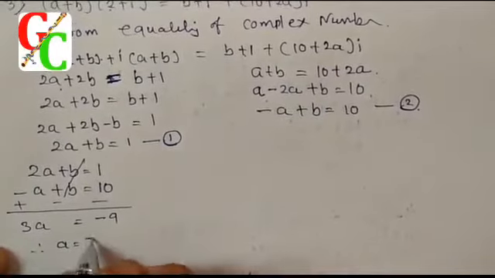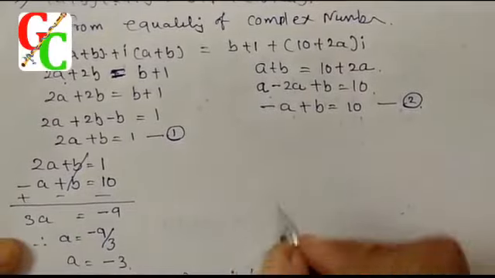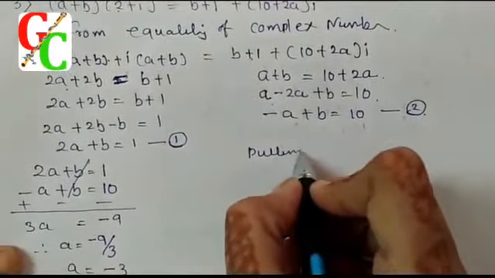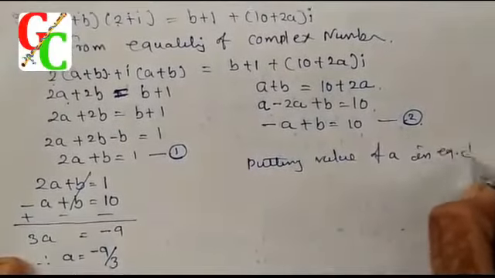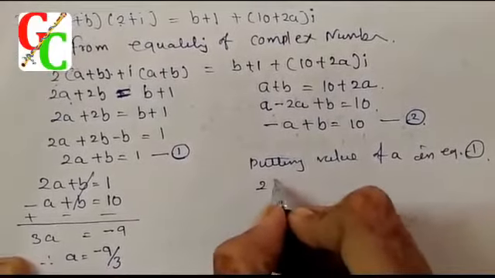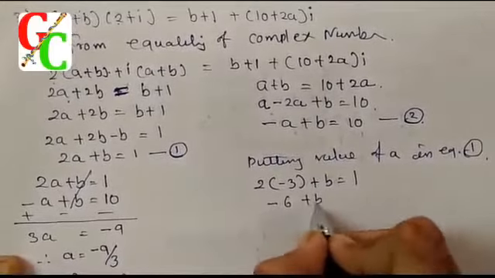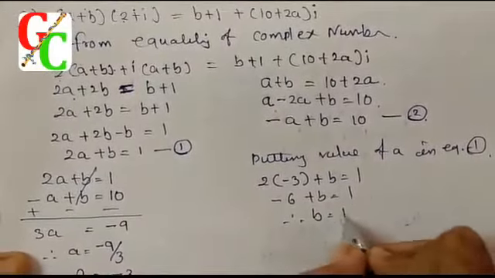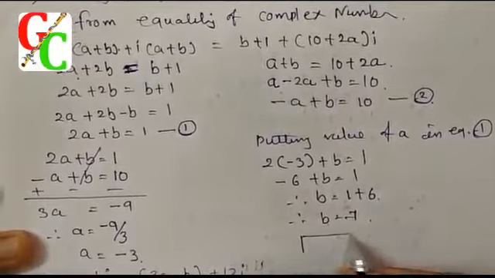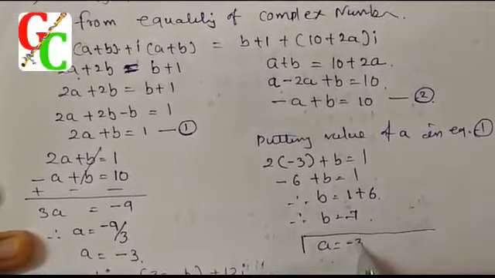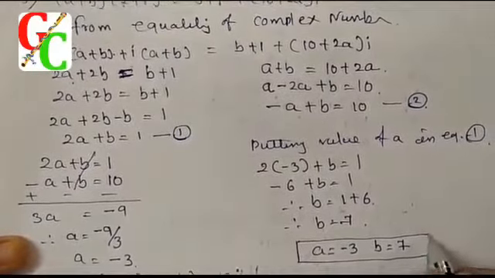Therefore a is minus 9 upon 3. A is minus 3. Now putting the value of a in equation 1: 2 into minus 3 plus b equal to 1. Minus 6 plus b equal to 1. Therefore b is 1 plus 6. b is 7. So our answer is a equal to minus 3 and b equal to 7. So this is the answer of question number 3.